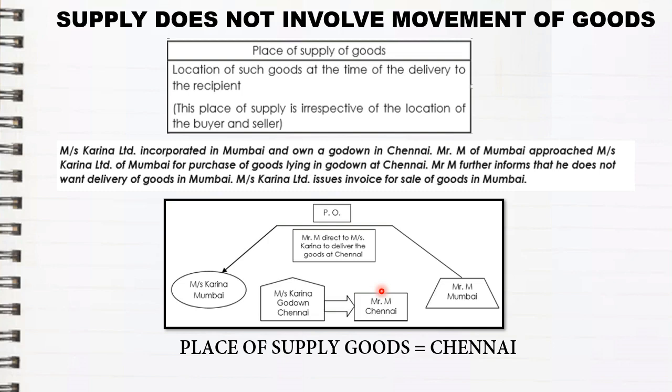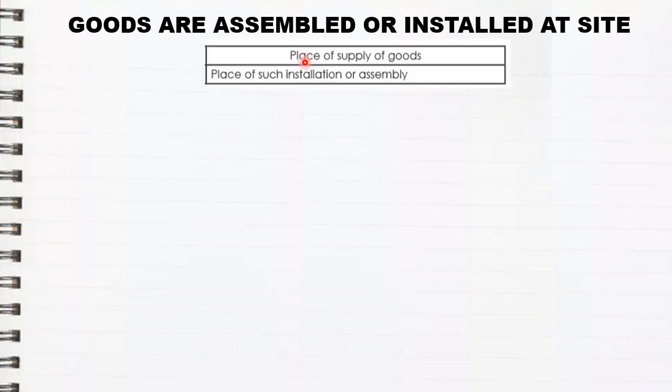Now let us take the next rule, that is, goods are assembled or installed at site. Now this is very simple. According to this rule, wherever the goods are assembled or wherever the goods are installed, that place will become your place of supply. So according to the nature, the place of such installation or assembly will become the place of supply of goods.